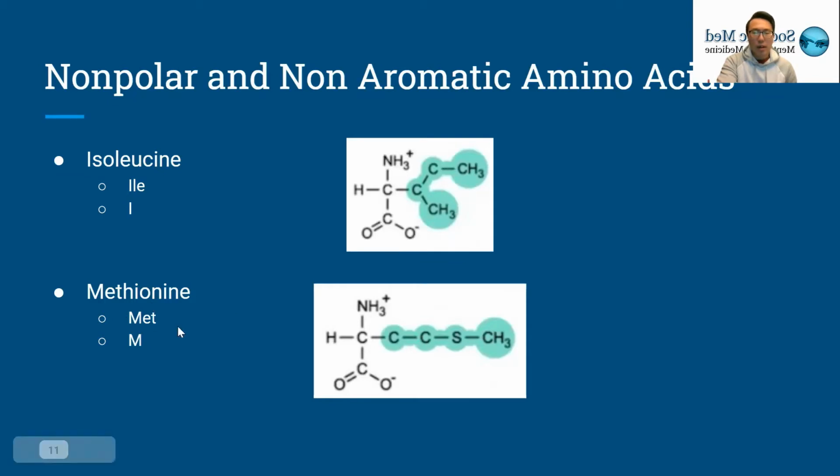And then methionine, MET, this is usually the first amino acid incorporated into a protein. The 1-letter abbreviation is M, and this is the structure for it. It has a sulfur in the carbon chain.